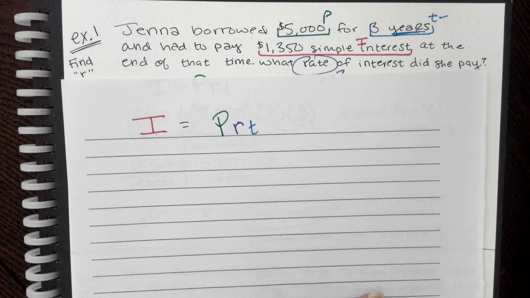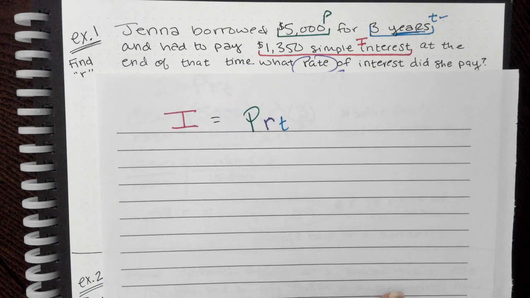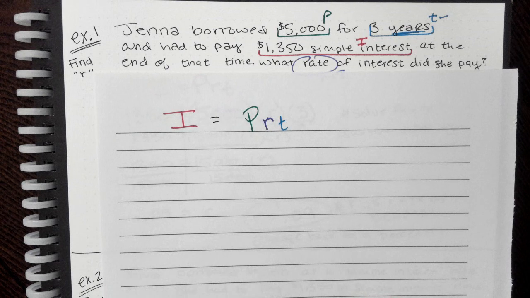My first example has some notes on it already. I tried to record this once and my camera froze, so I'm re-recording it. Sorry about that. The question says, Jenna borrowed $5,000 for 3 years and had to pay $1,350 simple interest at the end of that time. What rate of interest did she pay?